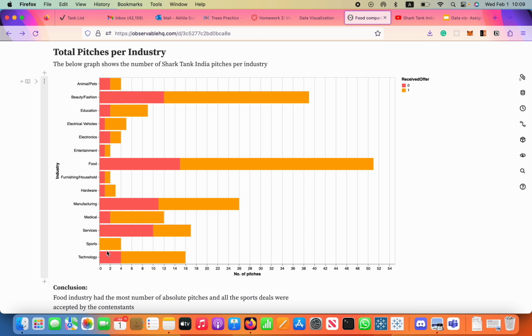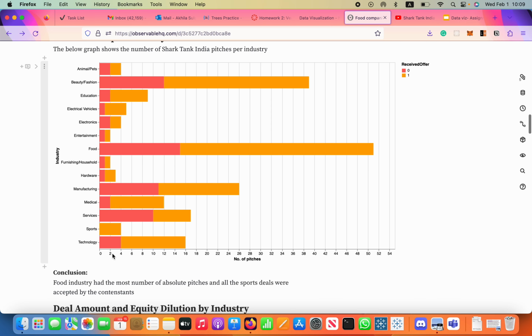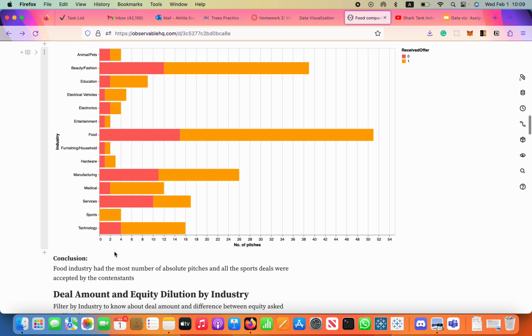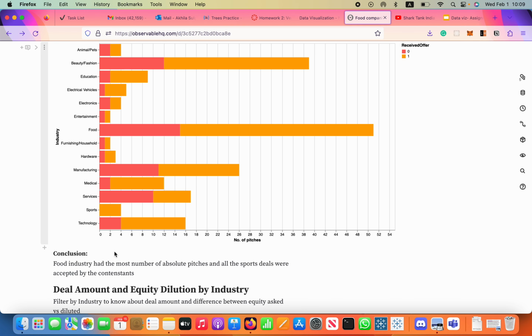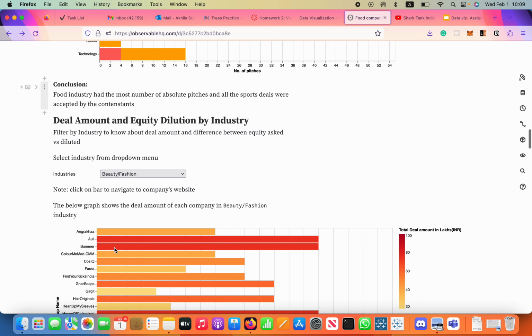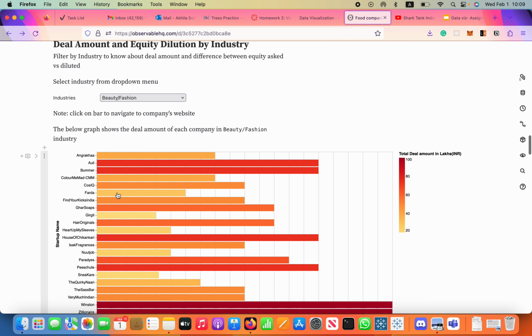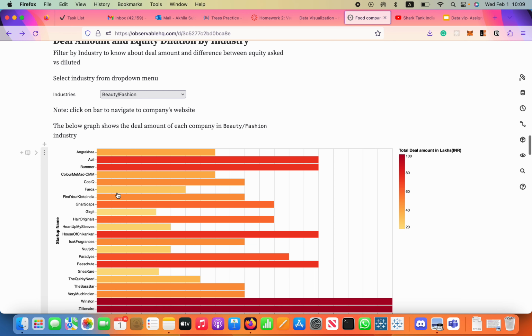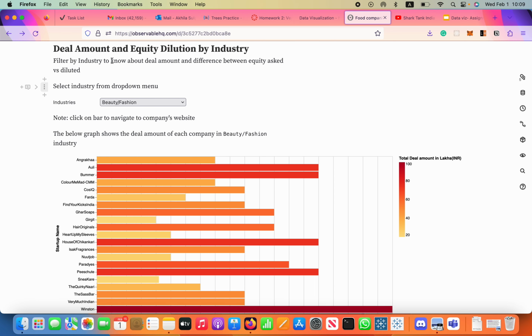all the deals, and they accepted them as well. In this notebook, I have considered pitches that have accepted the offers, and there are other pitches which were offered deals by the Sharks, but if they have not accepted them, I'm not visualizing them in this notebook. The next is to understand the equity dilution by industry.